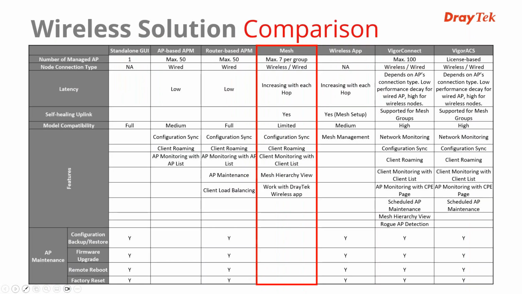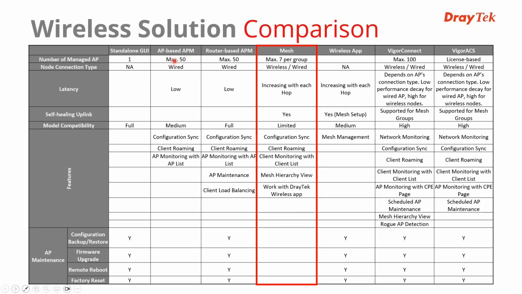So this is a nice chart here. It's a wireless solution comparison. I'll talk mainly about the AP-based management and the router-based management. So that's central AP management that you can do from within the AP access points or routers. And as you can see here, the mesh has a lot of features that these other guys do too. So like I mentioned, the number of managed APs can be 50 or 20 depending on the devices, whereas the mesh is max 7 or 8, including the mesh root.